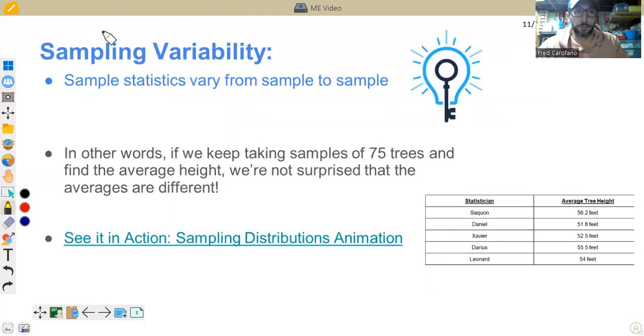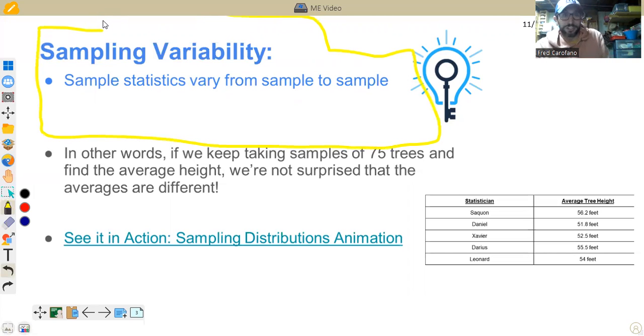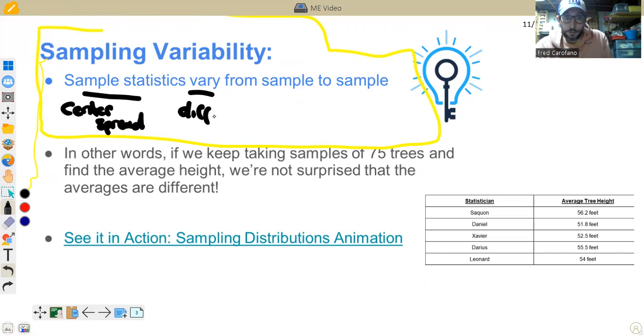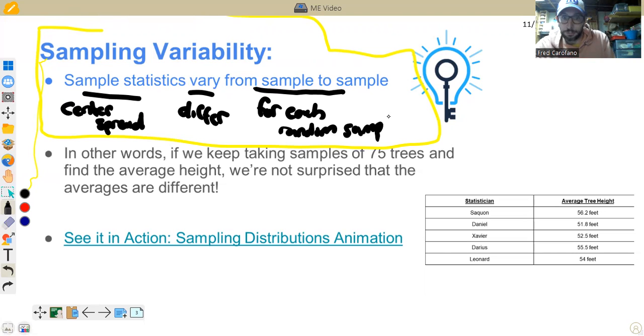And this is the first thing we want to put in our notes. Sampling variability is just the idea that sample statistics vary from sample to sample. Or in other words, what we're saying here, sample statistics, measures of center and spread vary, or in other words, differ from sample to sample for each random sample. So what I'm writing in black is just another way to say what we see in blue. That's what we're seeing in the table.